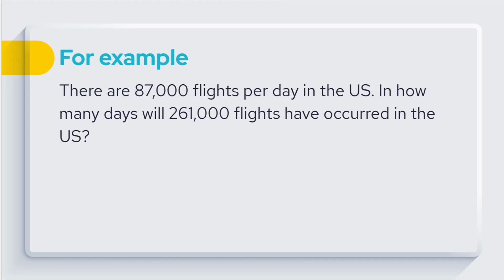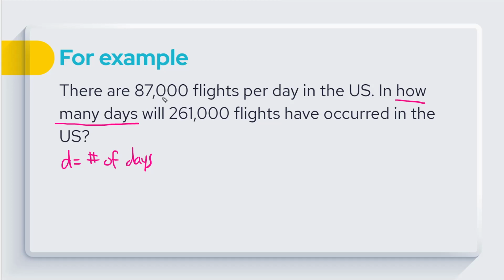For example, there are 87,000 flights per day in the US. In how many days will 261,000 flights have occurred in the US? Okay. So what do we need to find out? In how many days? How many days? This is a pretty big clue. This is what we want to find out. So we can just go ahead and assign our variable right away. D equals the number of days.